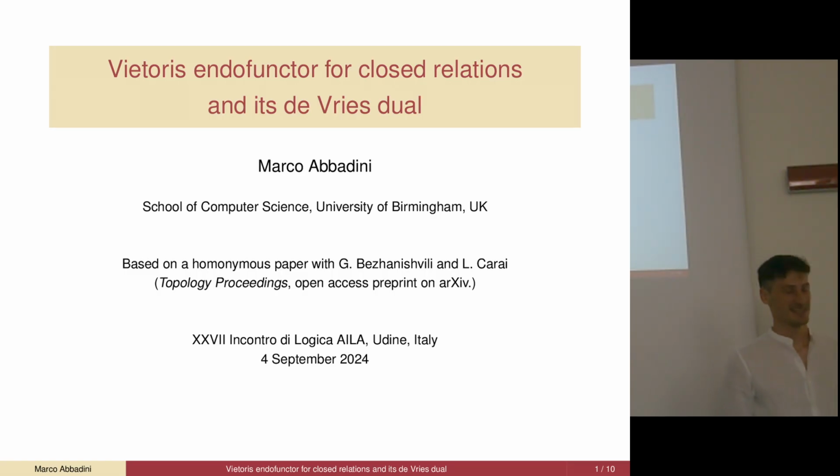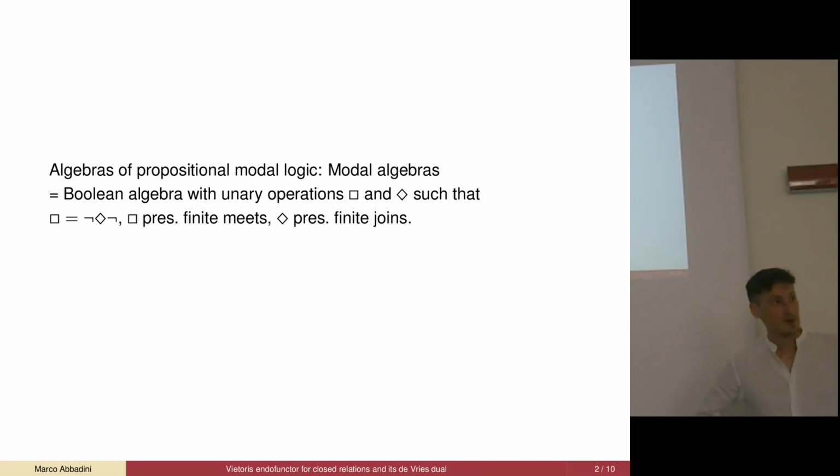Thank you, Luca. So the algebras of propositional modal logic are modal algebras, and a modal algebra is a Boolean algebra with two unary operators, box and diamond, where box is the De Morgan dual of diamond, box preserves finite meets, or equivalently, diamond preserves finite joins.